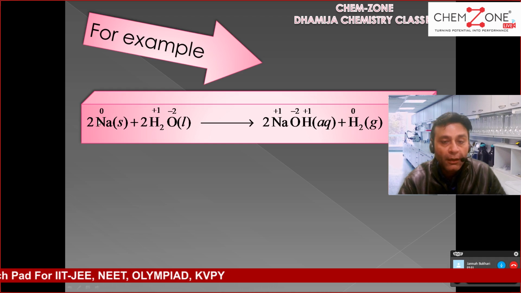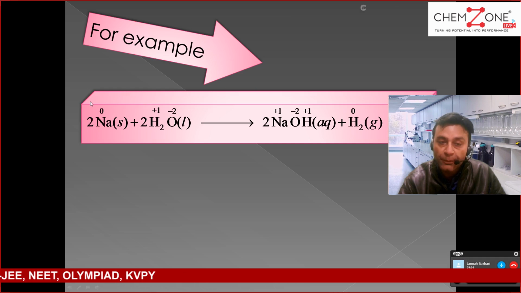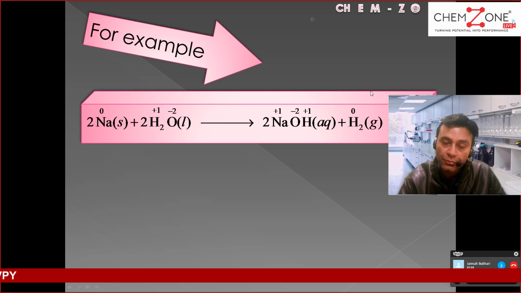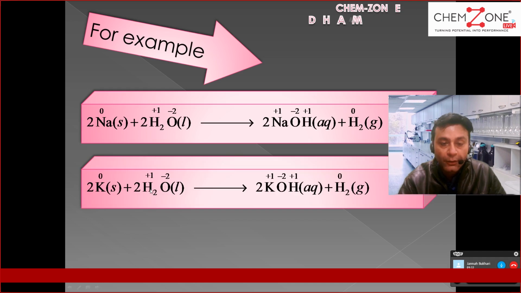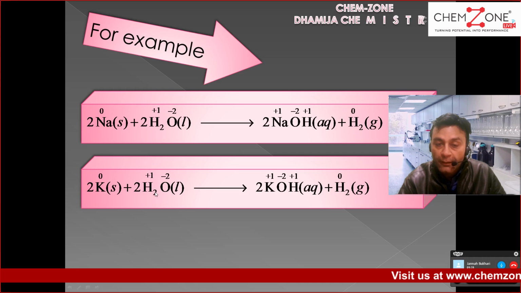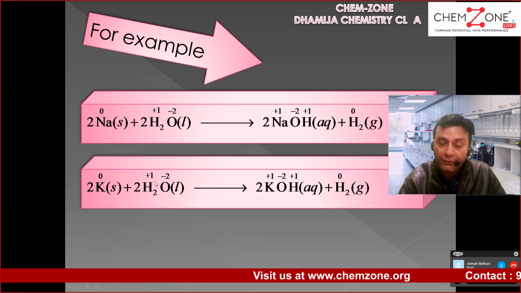So sodium is undergoing oxidation from 0 to +1, and hydrogen is undergoing reduction from +1 to 0. Am I clear? Yes. So in the second case, can I say that potassium is more active as compared to hydrogen? And that is why potassium is displacing hydrogen from the water.